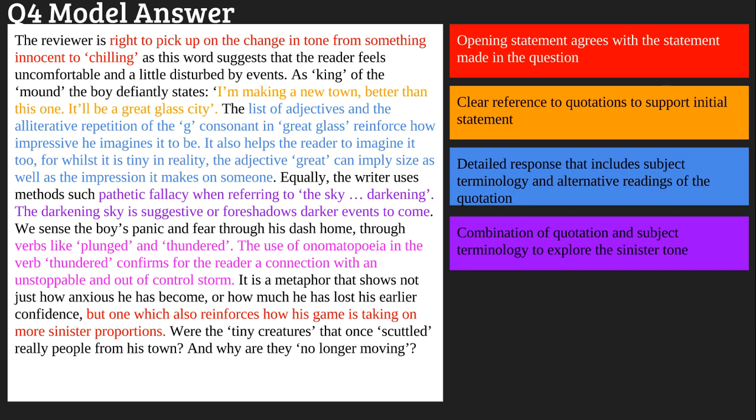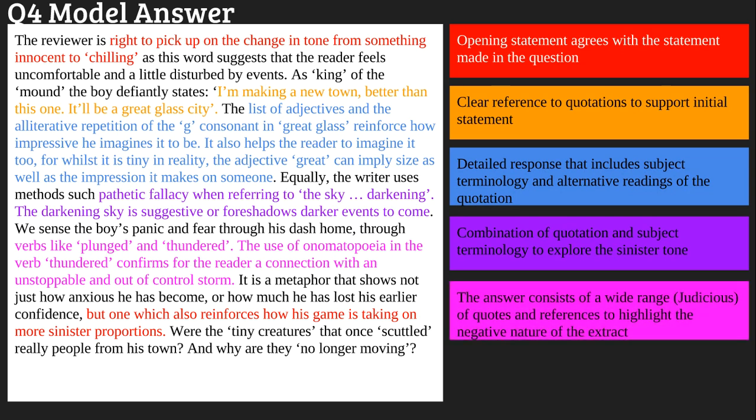So we've got a quotation and subject terminology in the next point. We sense the boy's panic and fear throughout his dash home through verbs like plunged, thundered. The use of onomatopoeia in the verb thundered confirms for the reader the connection with an unstoppable and out of control storm. Now you look at this, there's 1, 2, 3, 4, 5 quotations already used in this. So we're getting judicious quotes there, which pushes our marks up.